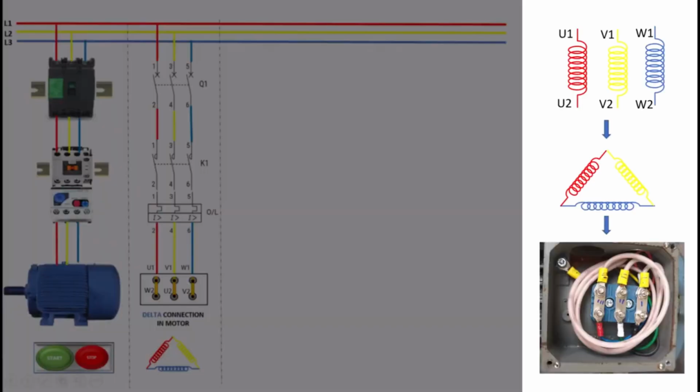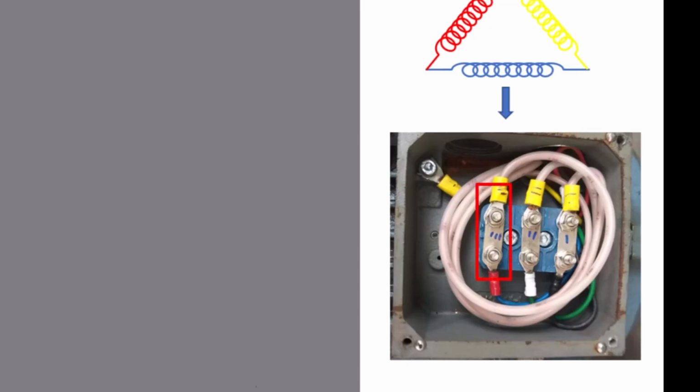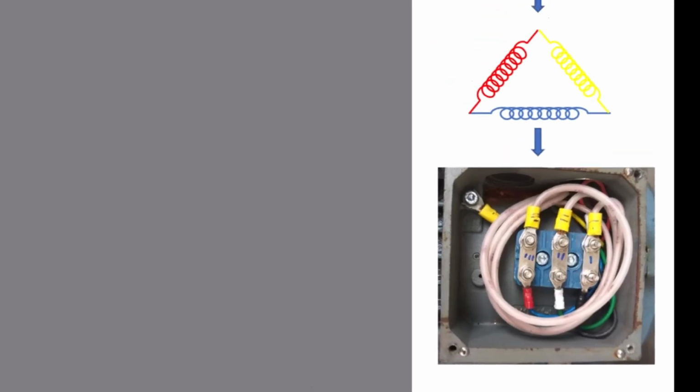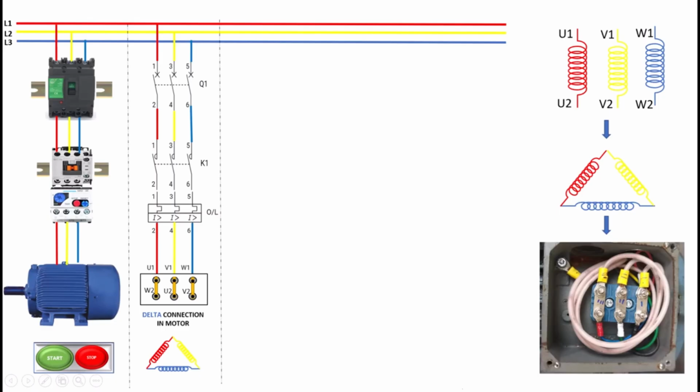Unlike the star connection, the delta configuration does not provide a neutral point. This means that it is typically used for systems that do not require single-phase power or where a neutral connection is unnecessary. Another important aspect of the delta connection is that it allows the motor to run efficiently at its rated speed and torque. This is because the motor receives the full line voltage, which maximizes its performance capabilities.